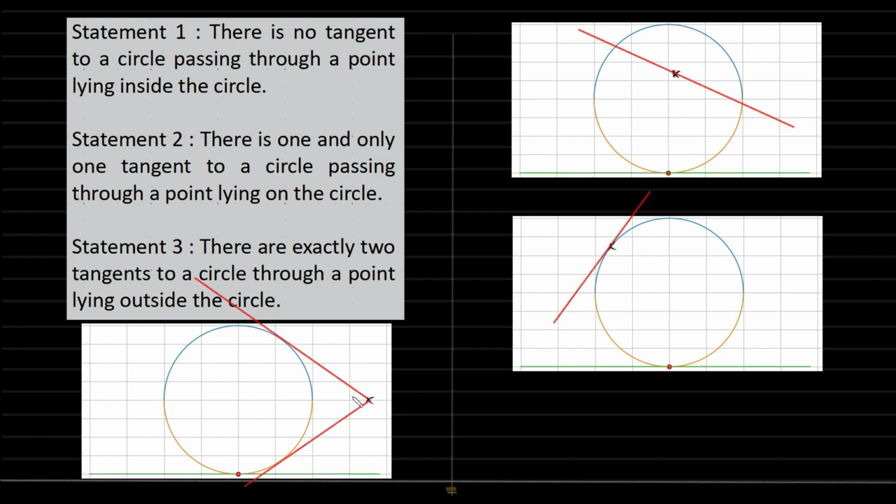Outside the circle, if you consider a point, from that point I can draw two lines which will be tangent to the circle, and the maximum number of such possible lines is only two. So keep this in mind. This can be an MCQ question.